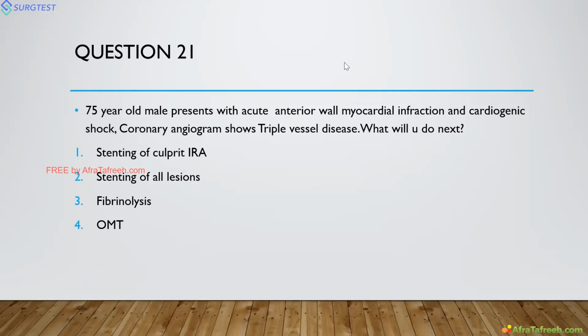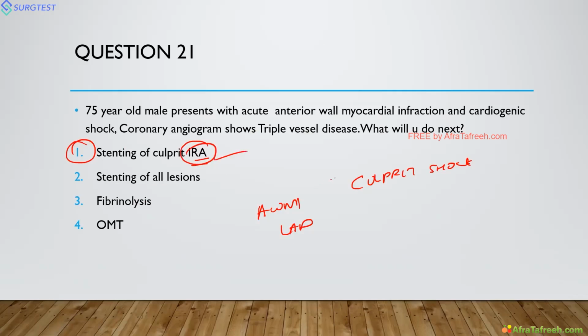This one: a 75-year-old male presents with acute anterior MI and cardiogenic shock. Whenever the patient is in cardiogenic shock, based on the CULPRIT-SHOCK trial, even if the patient has all three vessels significantly diseased, you have to stent only the infarct-related culprit artery. For example, if the patient has an anterior MI, you stent only the LAD. You don't stent all the lesions because there is no use, no fibrinolysis, no OMT. So stenting of the culprit infarct-related artery is the answer based on the CULPRIT-SHOCK trial. This is a very important MCQ.